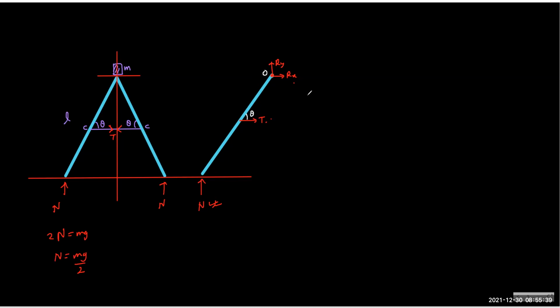just write the answer. And this is mg into L by 2 sin theta, and this will be equal to N into L cos theta. The tension turns out to be 2N cot theta, and the N is mg by 2, so obviously mg cot theta, right? So this was the logic. So let's do some more problems.